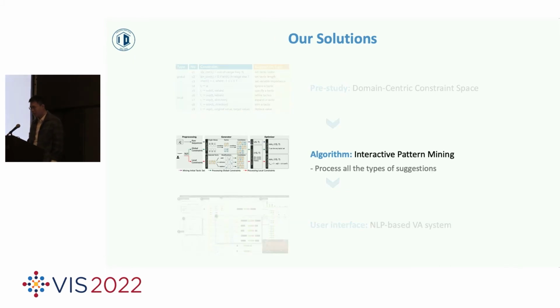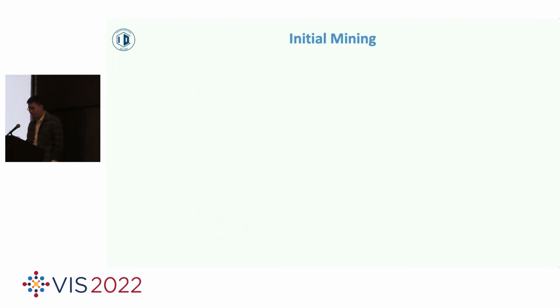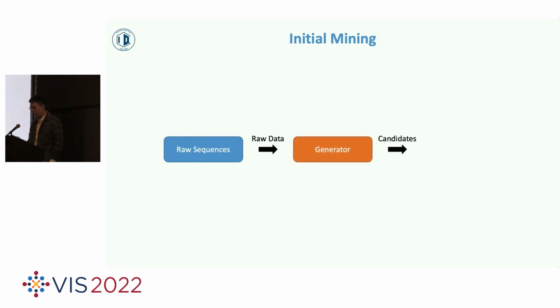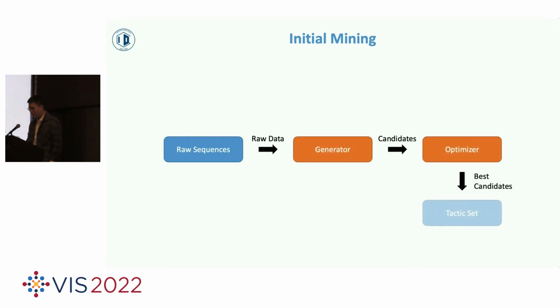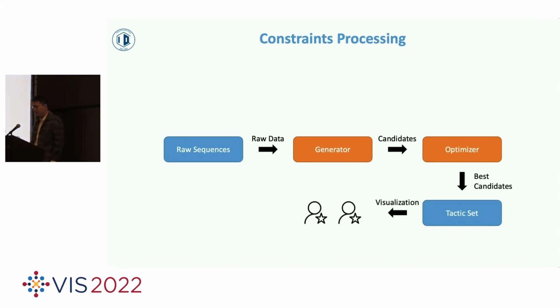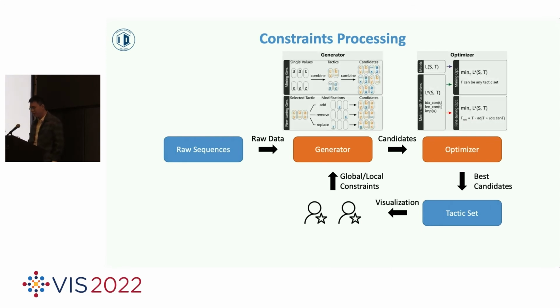And our interactive pattern mining algorithm processes these constraints. The core idea of our algorithm is straightforward. Given a set of raw sequences, a generator generates some candidate tactics, then an optimizer finds the best ones to construct a tactic set. After domain experts see the tactic set, they can give suggestions which our system translates into global and local constraints. We have multiple generators and optimizers to handle those different constraints. Please refer to our paper for more details.